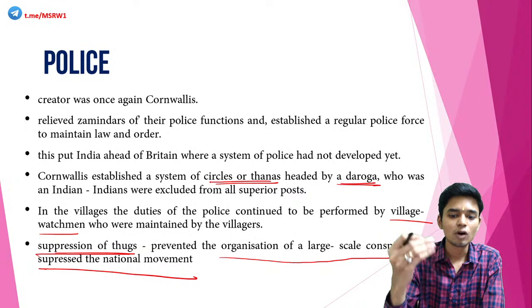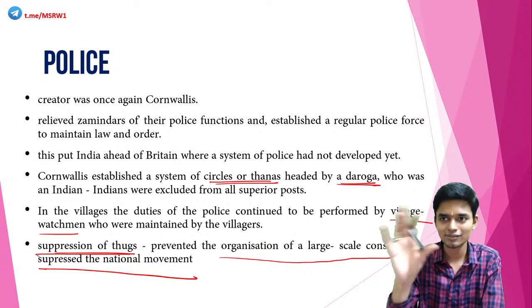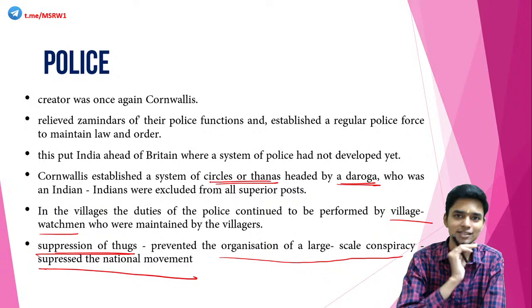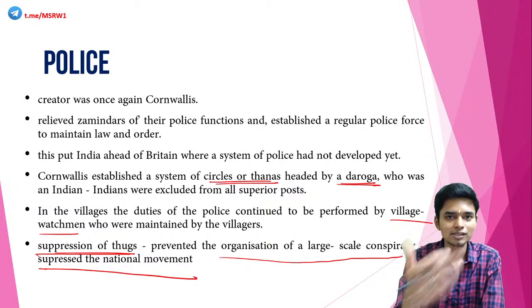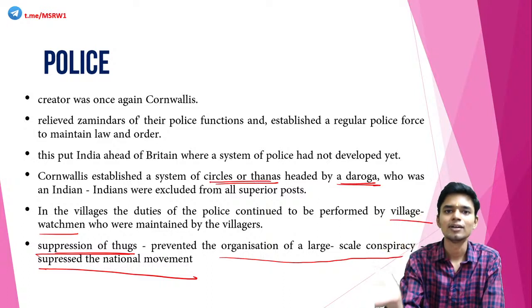Second one, prevent organization of large-scale conspiracy against Britain. The police were used as spies to some extent. They were able to make sure that there is no large conspiracy happening against the British Raj. And third, when the national movement started, police was employed for lathi charges, firing upon people, massacres, etc., etc. Okay, we can see that later when we study the national movement.